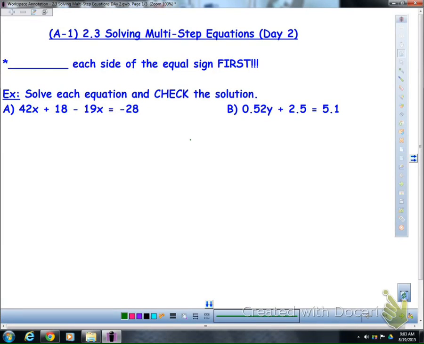Okay, happy Tuesday. We are going to continue on with the lesson that we did yesterday with some more practice. You'll notice in this one we have more decimals and fractions. So if you do not have a calculator, pause the video and make sure everybody gets a calculator.